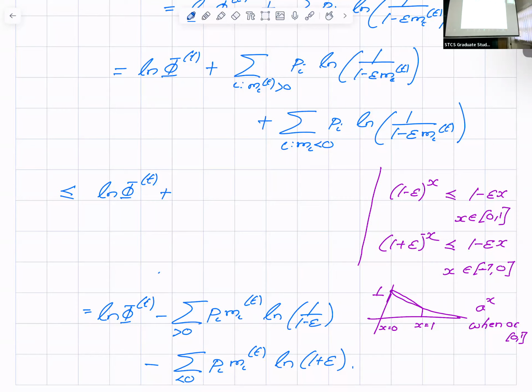What is this quantity? This quantity, because of this summation over i, is greater than pi. Ln of this gets replaced by ln 1 by 1 minus epsilon. The second inequality will be opposite then.